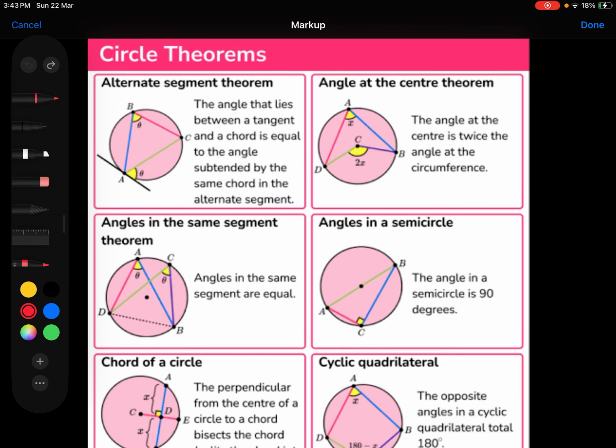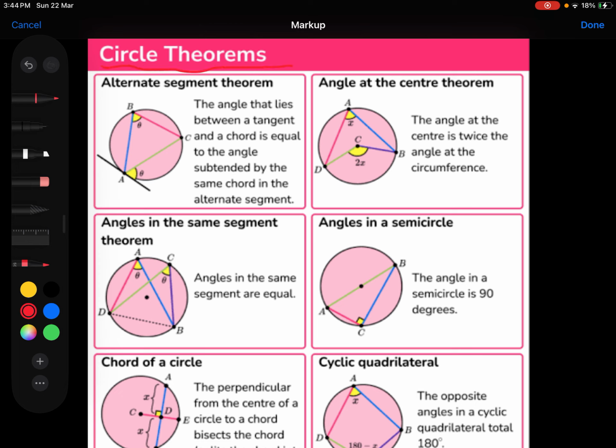In today's video, we are going to learn about circle theorems. Circle theorems is an important topic in IGCSE math. It comes out in the question paper often, and it's normally worth like 4 to 6 marks, which is super important to understand. So let's dive straight in.